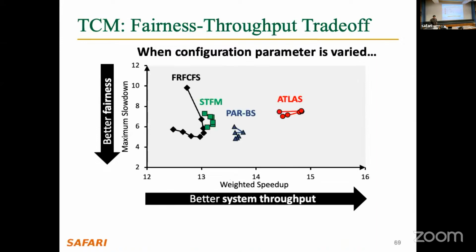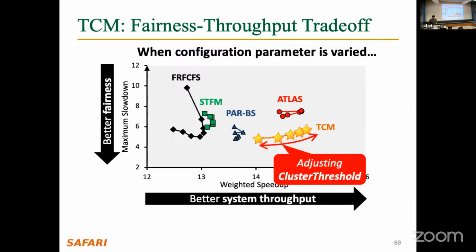And you can also adjust the cluster threshold to get a nice trade-off between fairness and system throughput. I've talked about this before, right? So if you make your cluster threshold 100%, you're essentially prioritizing for throughput only. If you make it 0%, you're only shuffling based on niceness of the threads. So you're fair.